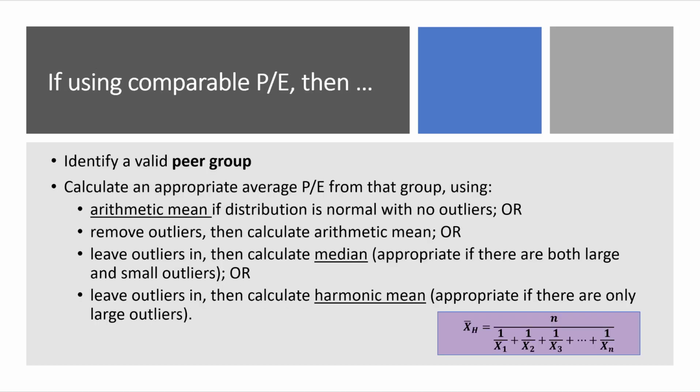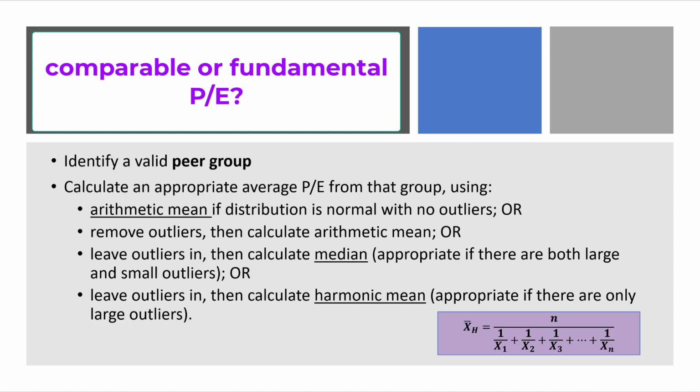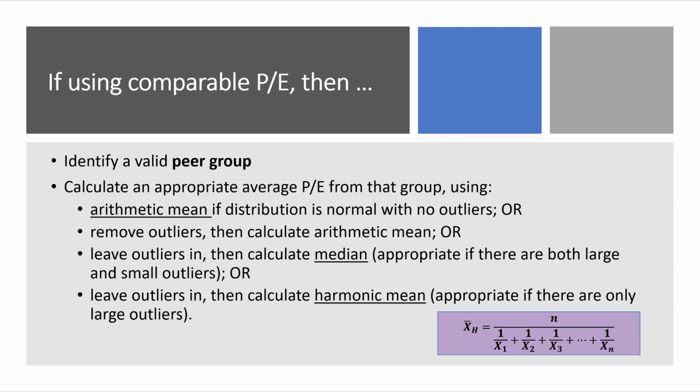The second decision that you need to deal with is to establish whether you are using a comparable or a fundamental multiple. If you're using a comparable PE ratio, then your first step is to identify a valid peer group of comparable companies. You need to calculate an appropriate average PE from your peer group, with the proviso that you need to watch out for outliers.